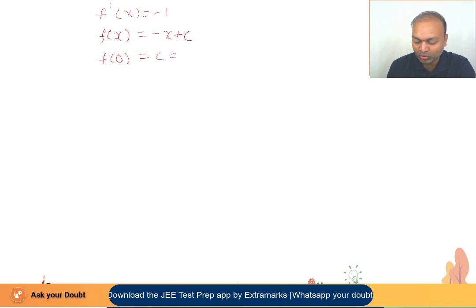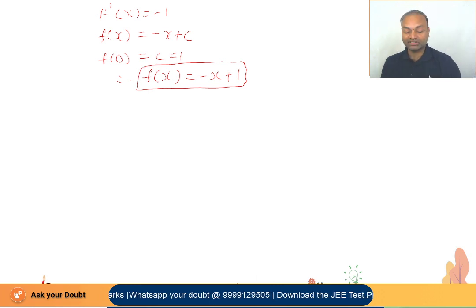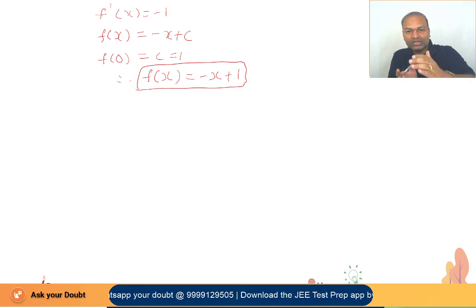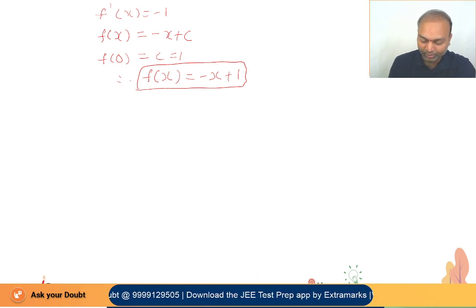But what is f of 0? 1. Right? Substitute the c value. Therefore, f of x is equal to minus x plus 1. See here, we got f of x is equal to minus x plus 1. I think this method is very lengthy. Correct or not? Right. I am explaining this question in another method. Let us see the second method.